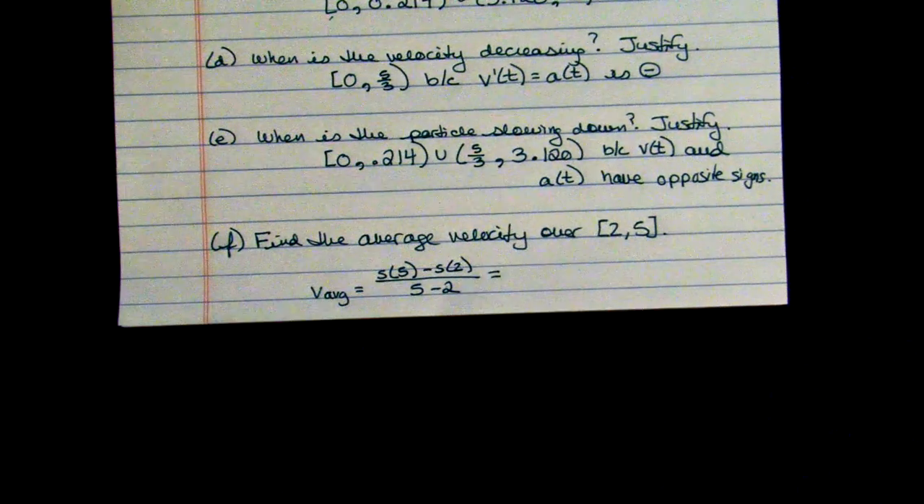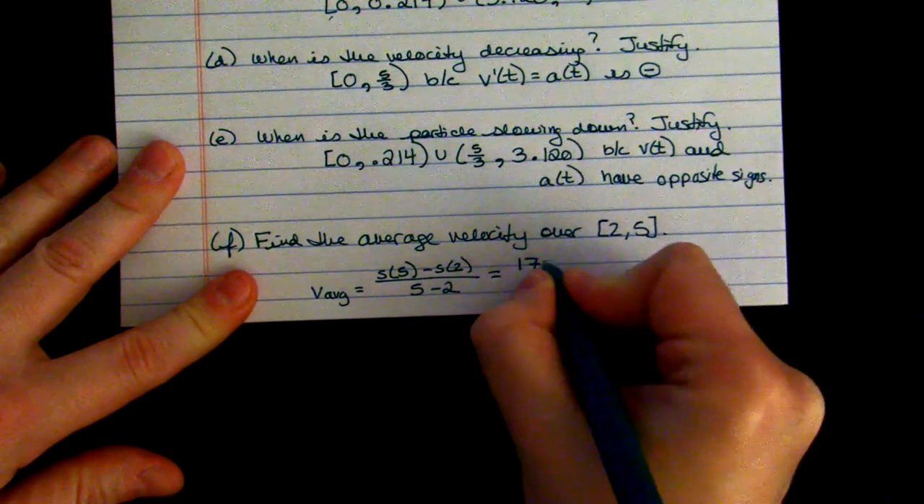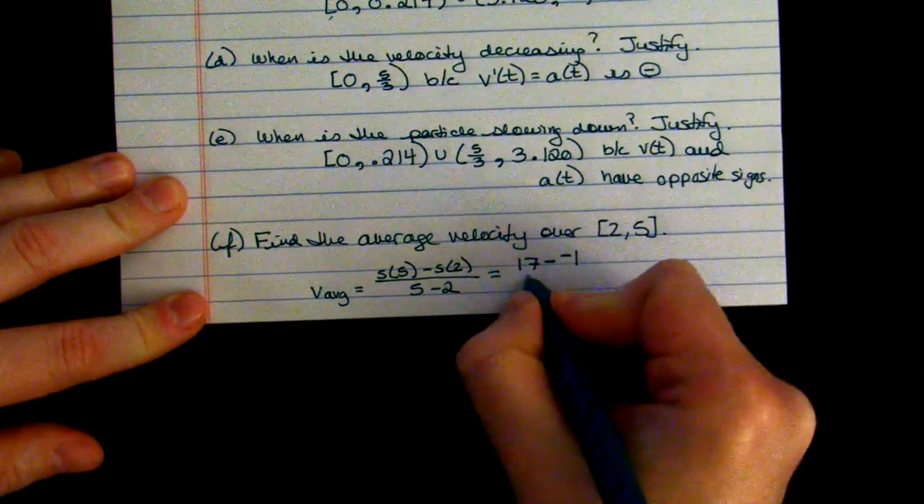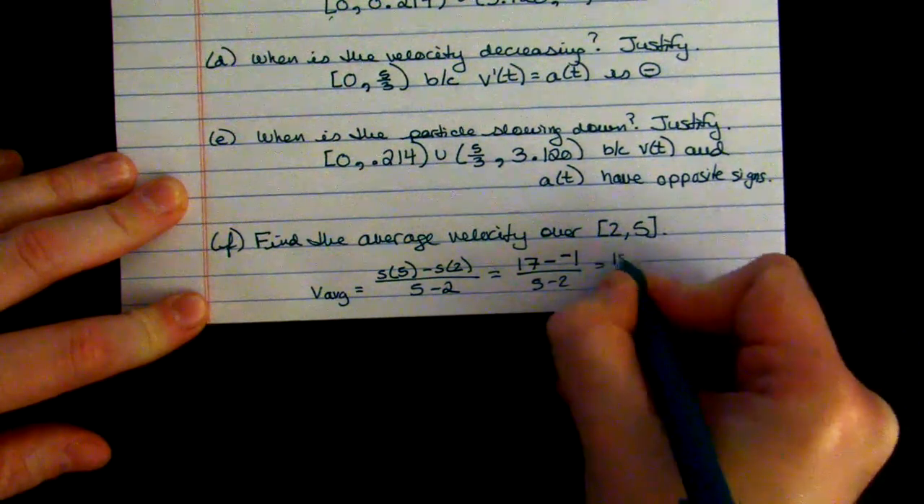Let's see, position at time 5, I'm going to plug into my calculator, 5 cubed minus 5 times 5 squared plus 2 times 5 plus 7. I'm getting 17 for that one. Minus position at time 2. I'm getting -1 for that one. Over 5 minus 2, this looks like 18 over 3.